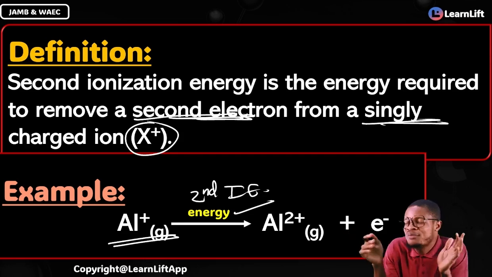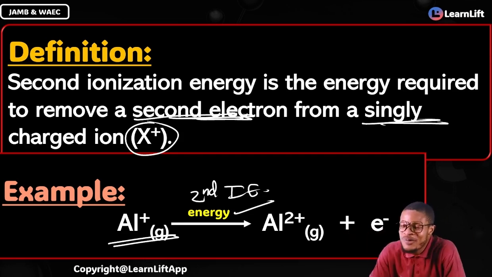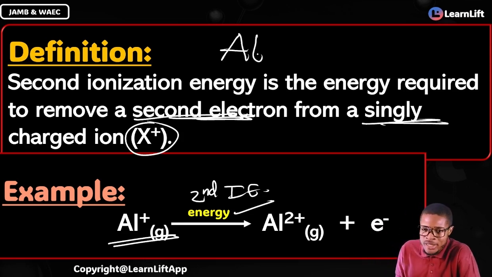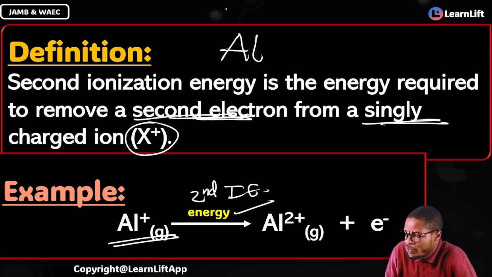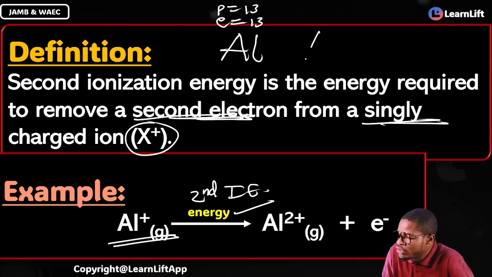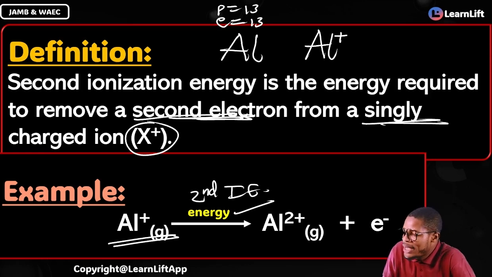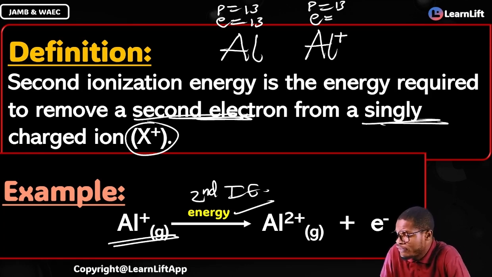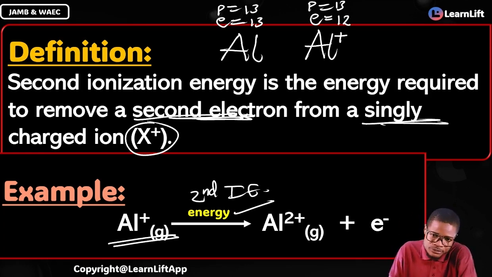Are you sure? Beautiful. Now, first and foremost, catch the logic here. In your Al, aluminum, how many protons do we have here? Protons is equal to 13. Electrons here is how many? 13, right? But in your Al+, tell me what happened here. How many protons do you have here? It is still 13, but it has lost one electron. How many electrons do we now have here? Electrons now is 12 here, right?